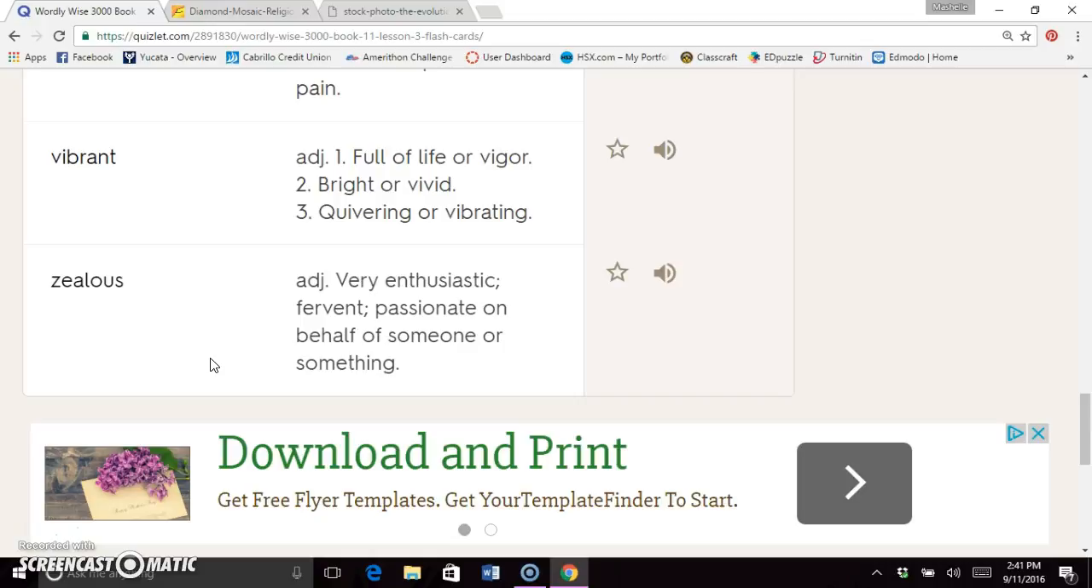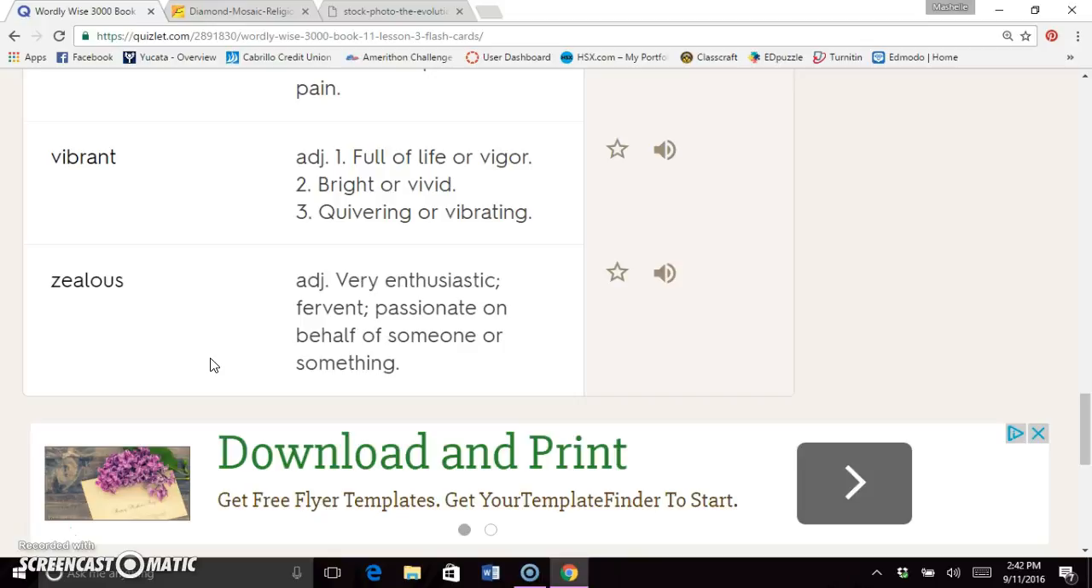But the last one, quivering or vibrating, I think of this as guitar strings or cello strings, but they're vibrant and they actually quiver and vibrate when you move your fingers across them or when you move the bow across it. So it actually has that brightness of that sound, and that sound is very full of life in there.